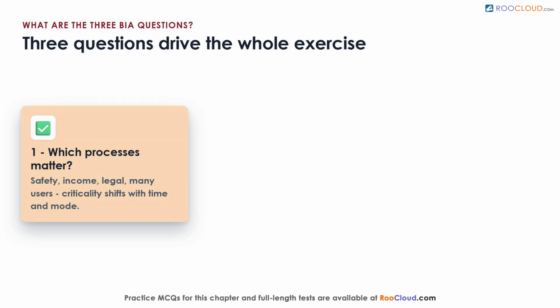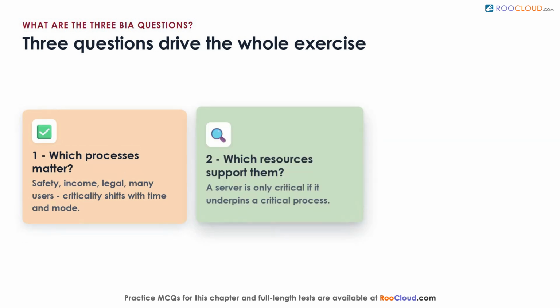Remember, criticality can shift with time and mode. A process may be vital during business hours and trivial overnight. The second question asks which information resources support those processes. This ordering matters. Losing a server is only a disaster if it underpins a critical process.